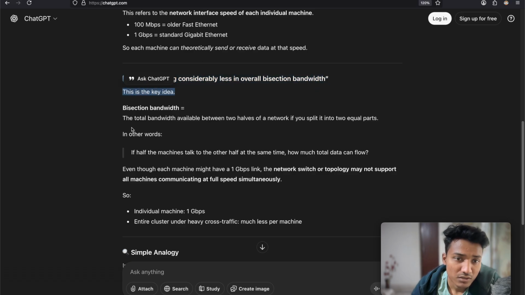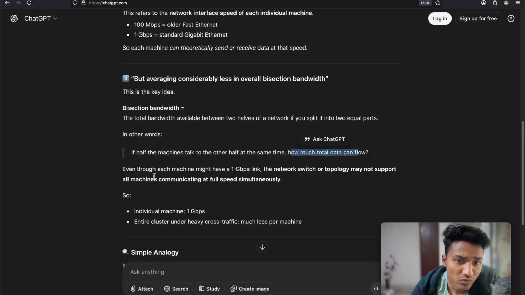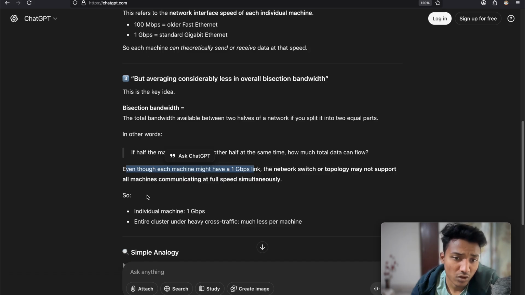This is the key idea. Bisection bandwidth is the total bandwidth available between two halves of a network if you split it into two equal parts. If half the machines talk to the other half at the same time, how much data can flow? Even though a machine might have a 1 Gbps link, the network switch or topology may not support all machines communicating at full speed simultaneously. So individual machine 1 Gbps, but the entire cluster under heavy cross traffic gets much less per machine.